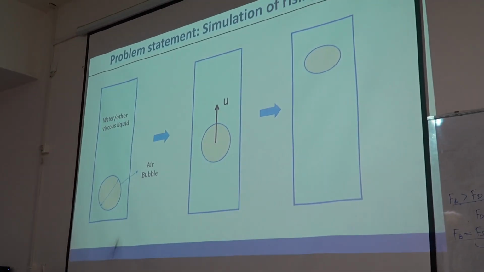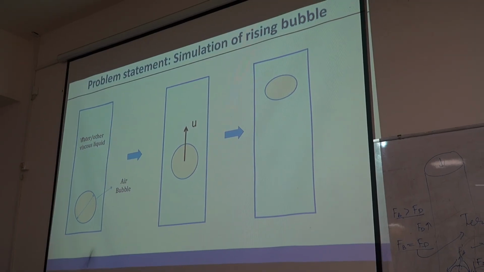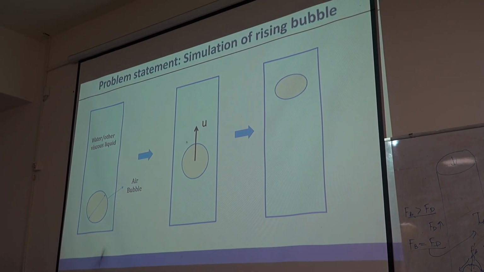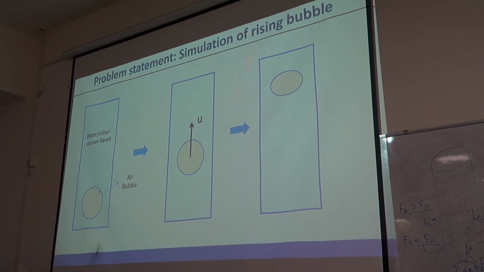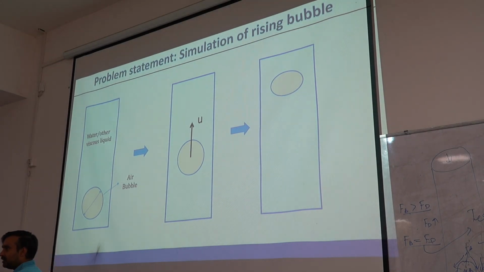So, this is the initial state, where we have water filled here and this is the air bubble. Of course, somewhere in between, this bubble will be rising in the upward direction and will have a certain velocity. While it is rising, there can be deformation in its shape depending upon the surrounding pressure field acting across the bubble.